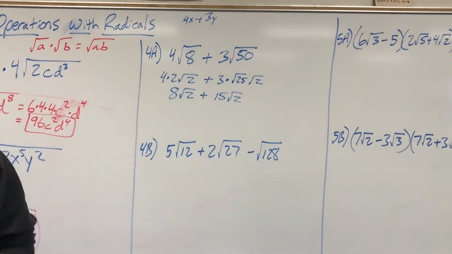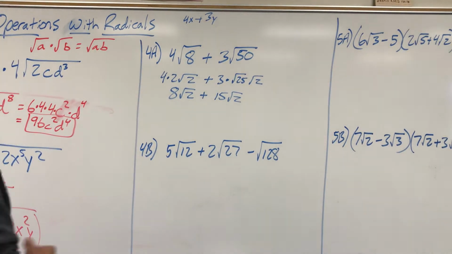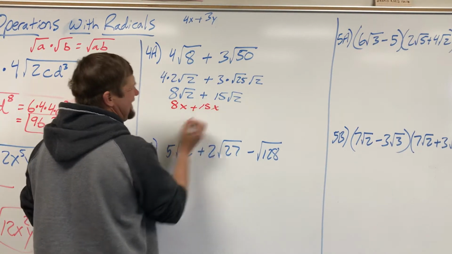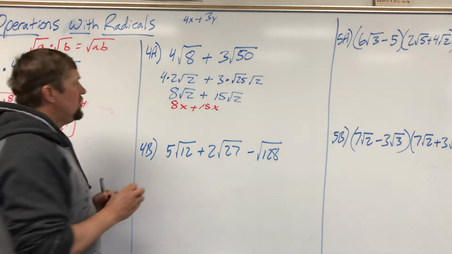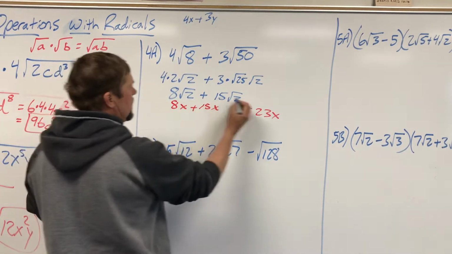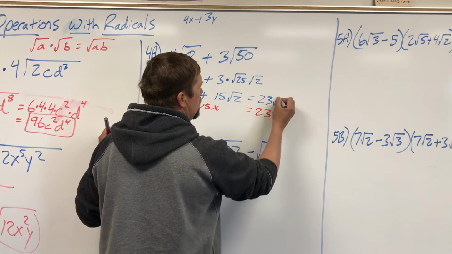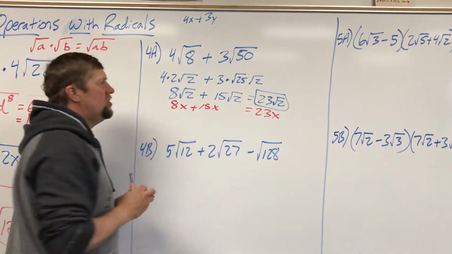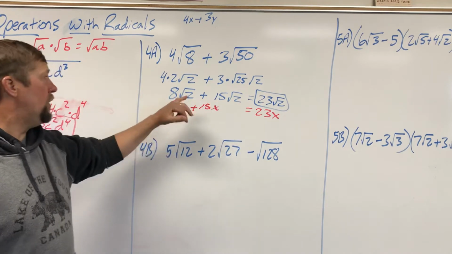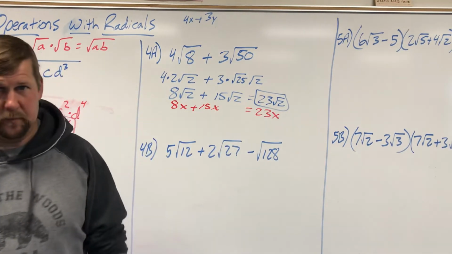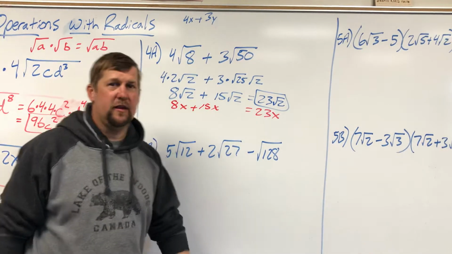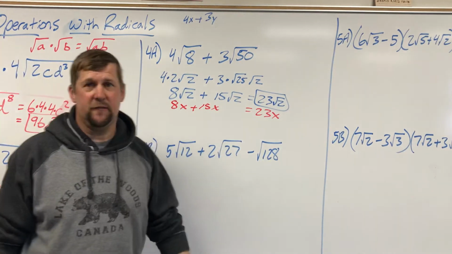Now we've just found out that they actually are like. This is like saying 8x plus 15x. It's the same idea. So this is going to be 23 square root of 2, because what you're doing is adding 8 square roots of 2 plus 15 square roots of 2, which is 23 square roots of 2. You do not add the radicals. You're adding the coefficients in front of the radicals, just like you would add the coefficients in front of a variable.